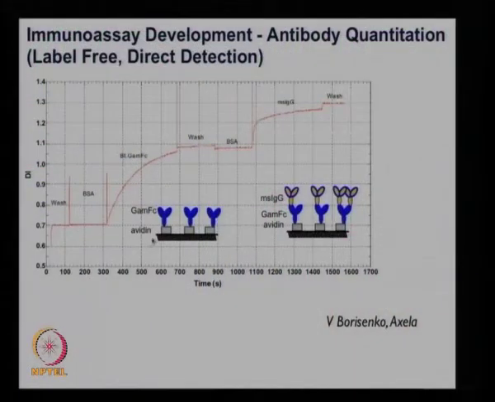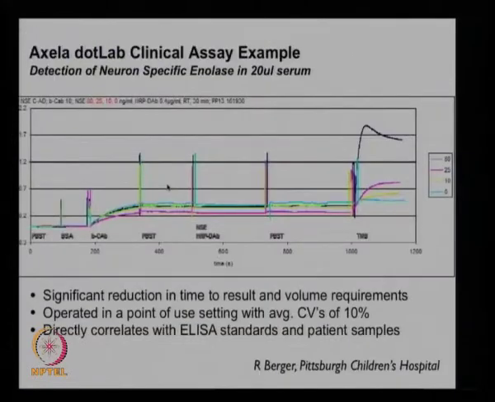This example is again an antibody immunoassay, so you can play games on that. This is just antibody quantitation, showing a slightly different surface. This is avidin with a goat Fc in there. It's not different from the other one, so I'll pass by it.